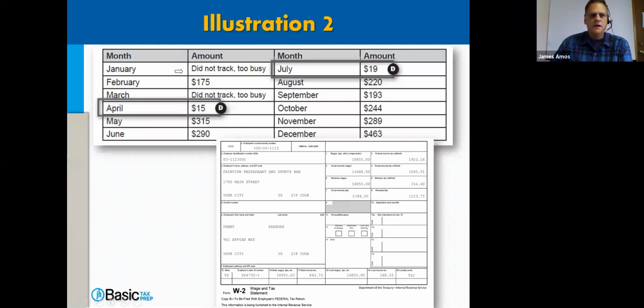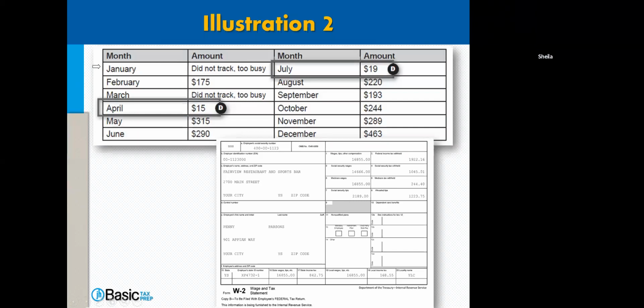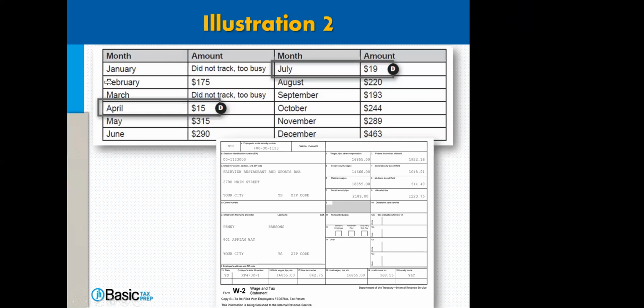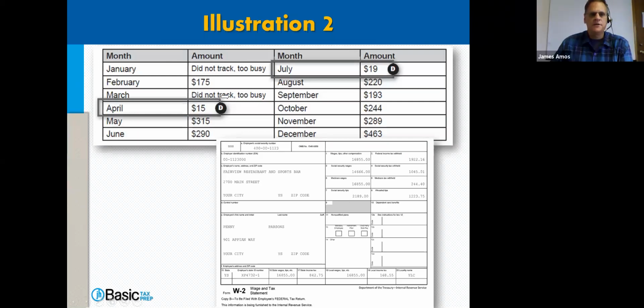Okay, so let's look at January. This person did not keep track because they were too busy. What's going to happen for that month? Allocated tips. The employer is going to allocate tips for that month. February, she kept track and knows she got $175. Was she supposed to report that? Yes. In March, she did not keep track because she was too busy.